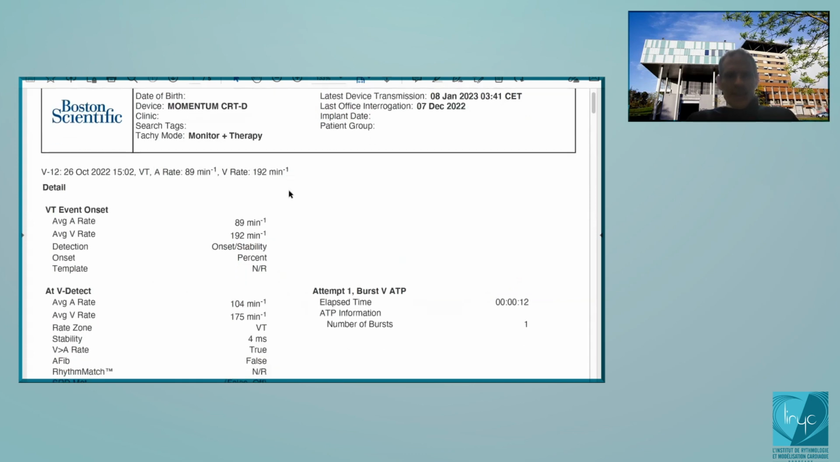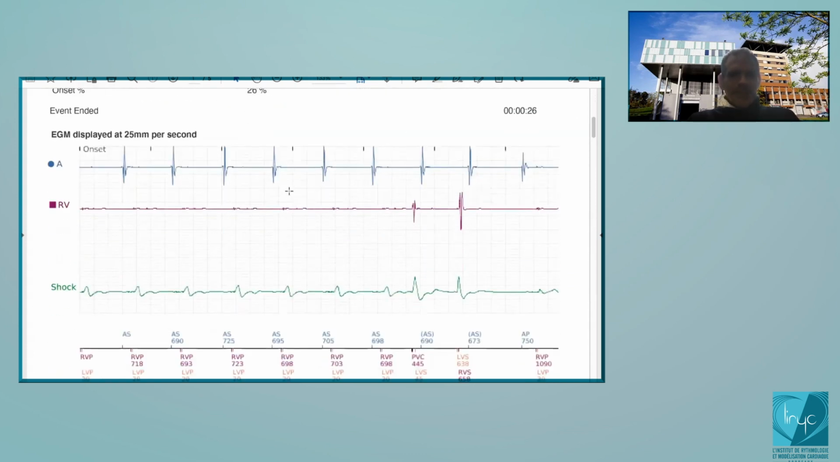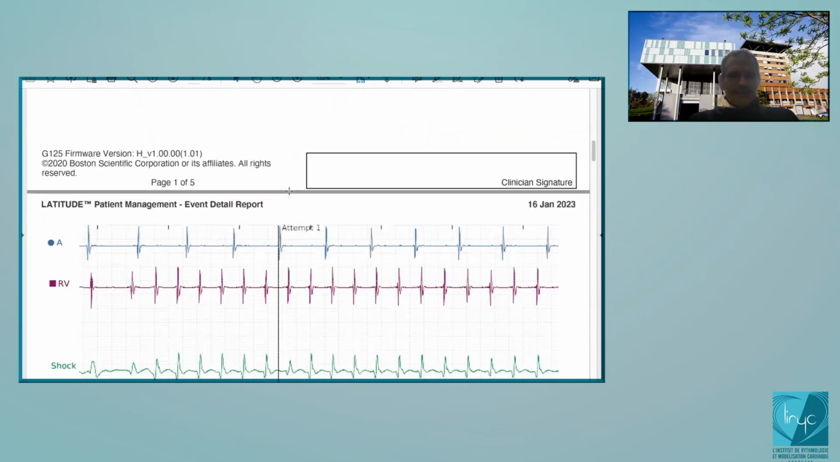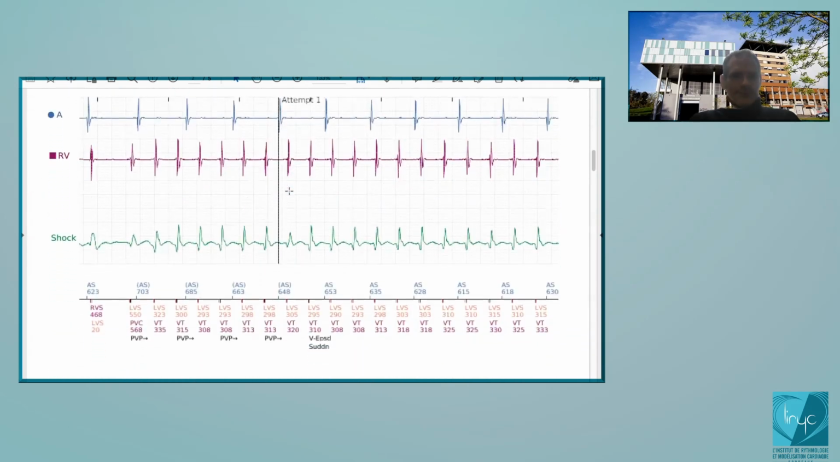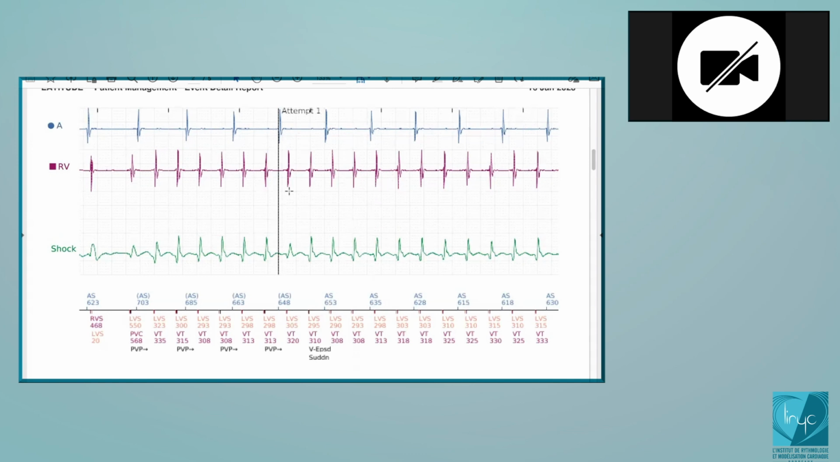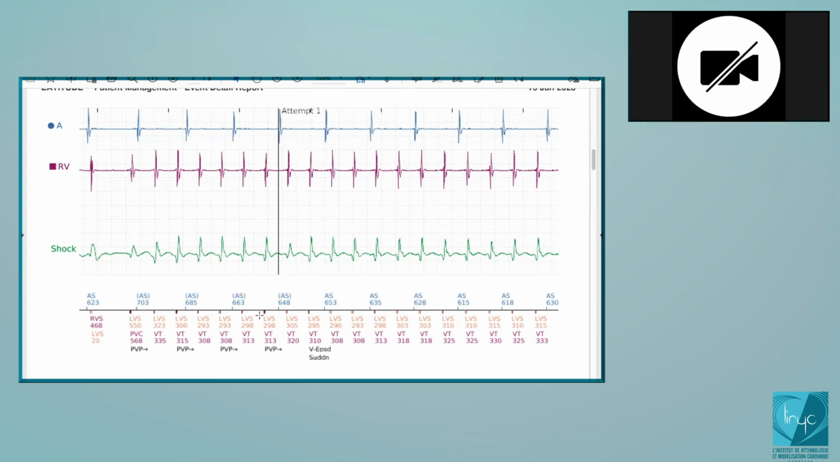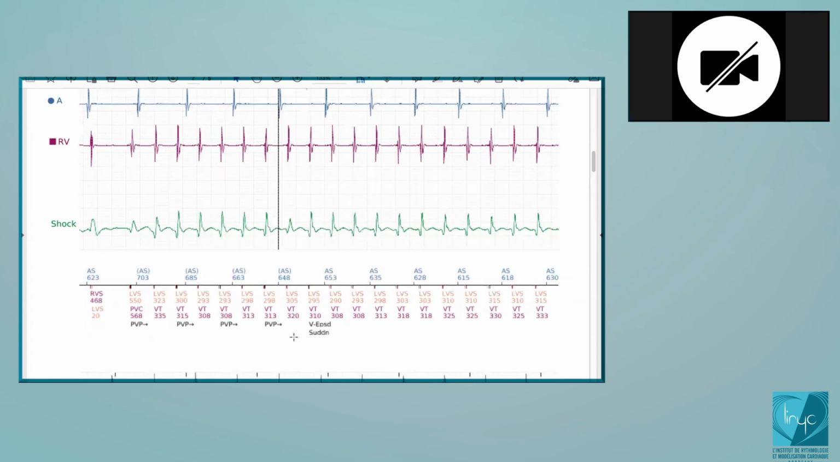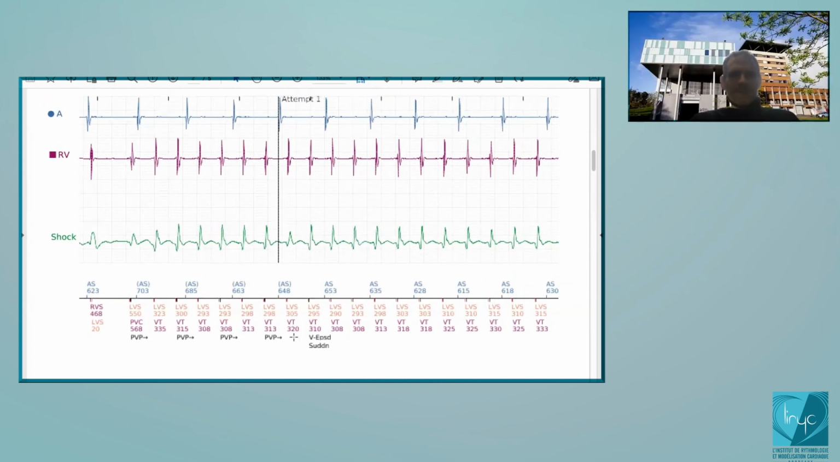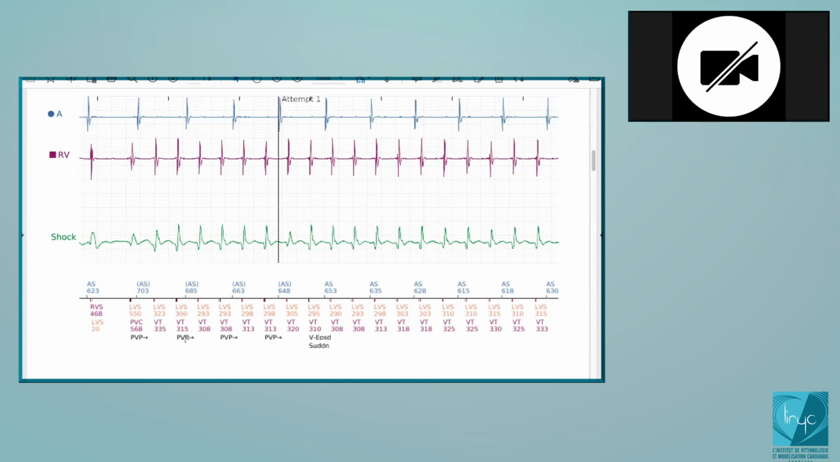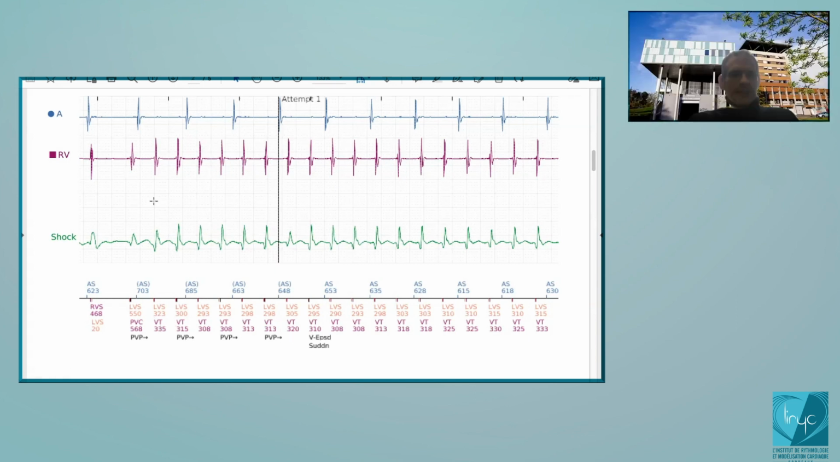Now this is another episode, and what do you think here? So here we have a dual chamber ICD, and we have, sorry, CRT ICD again. You see the marker. And we have the beginning of ventricular tachycardia, the onset of ventricular tachycardia. Yes, more ventricular than atrial, no doubt.